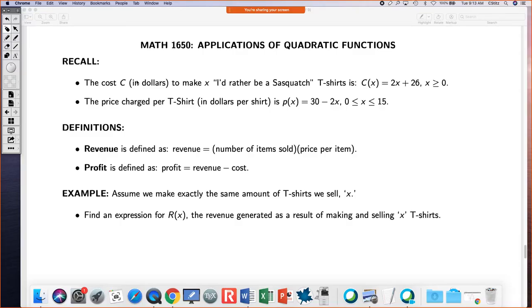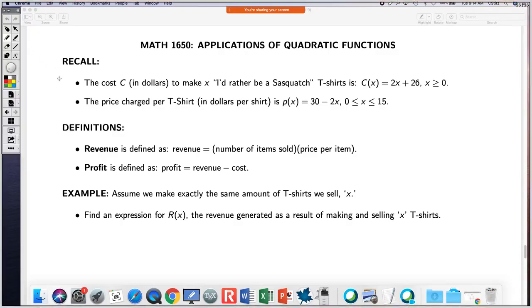But out in the business world, one of the big applications of quadratic functions is profit. So let's think back. We had this last week, last Tuesday, we had the cost to make t-shirts was given by this formula, and the price we charged per t-shirt was given by that formula. So this was given to us as a graph. We had actually come up with this formula, but there we go.